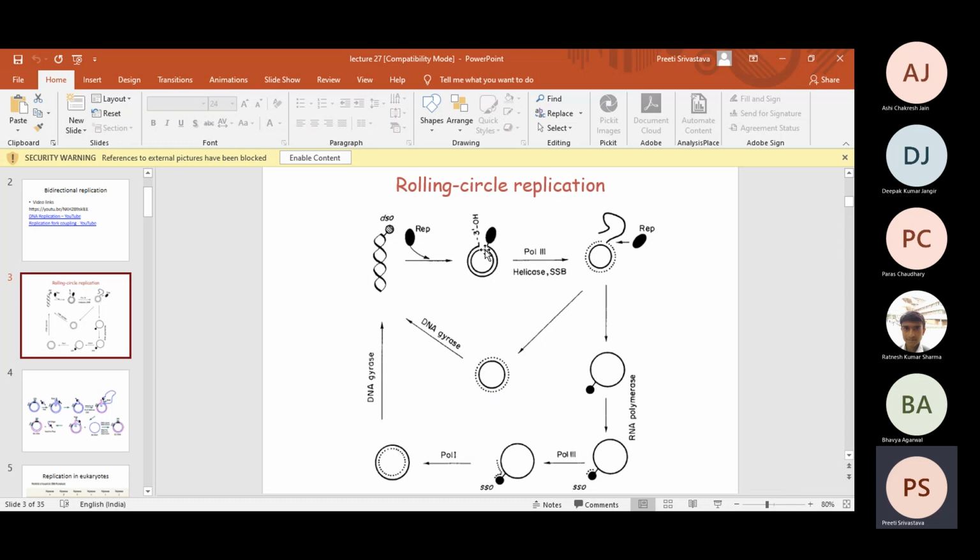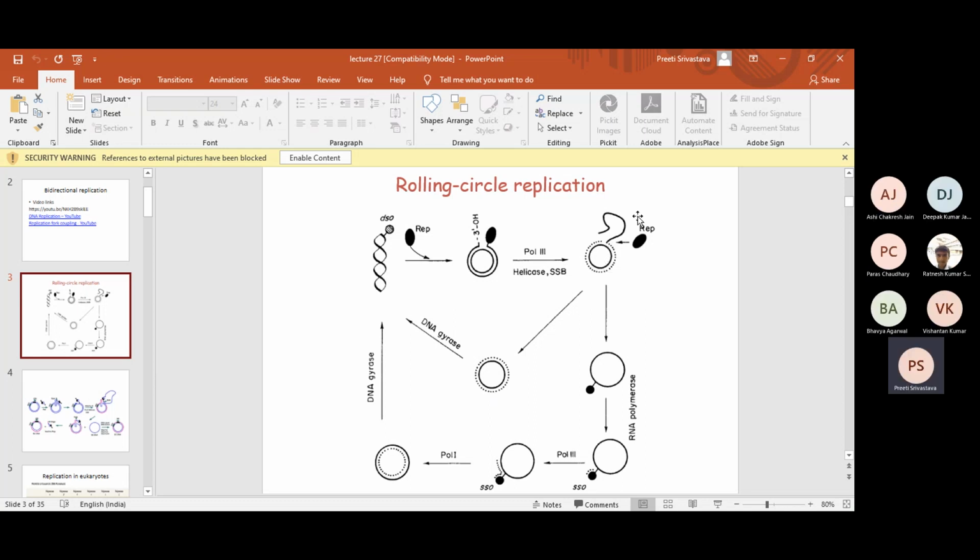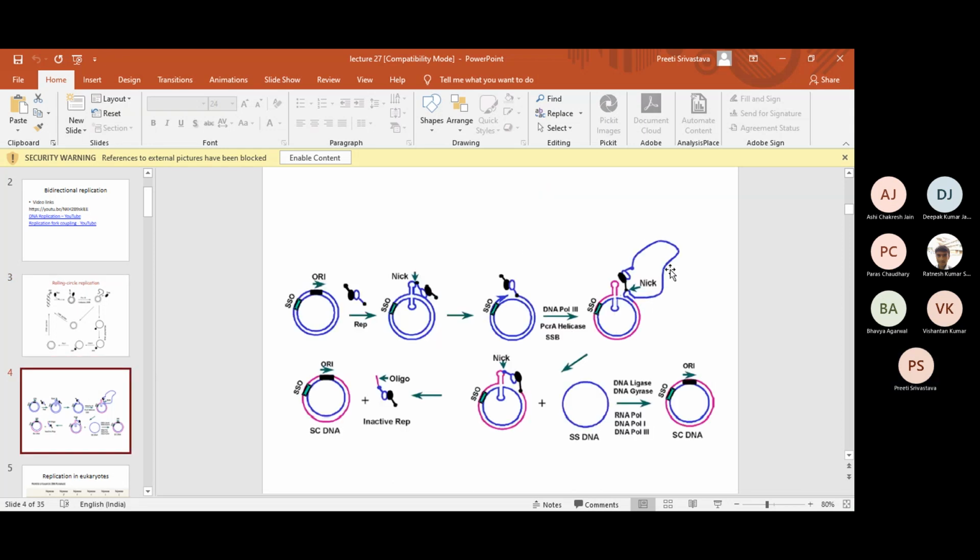As a result of this cleavage, the 3' hydroxyl group is now available, and onto this 3' hydroxyl group, DNA polymerase 3 starts synthesizing a fresh, new strand, and thereby the old strand is displaced, which is shown over here, right? The new strand is synthesized. So this is rolling circle replication, and the unique feature of this mechanism is that single-stranded DNA is produced when you have rolling circle replication of plasmids.